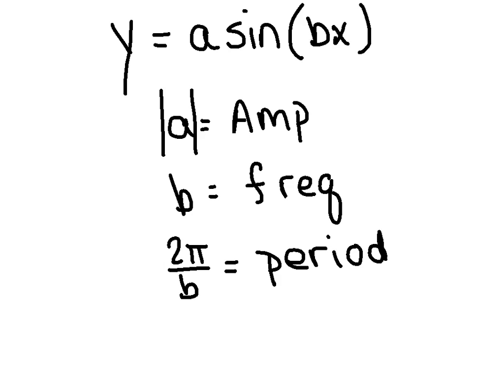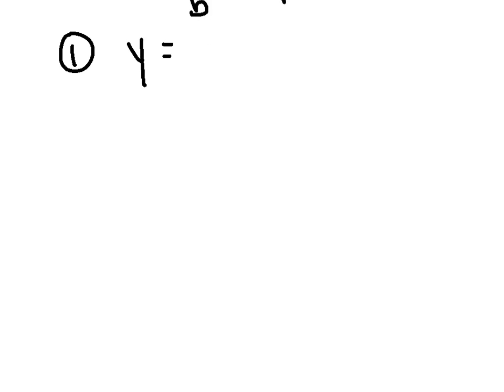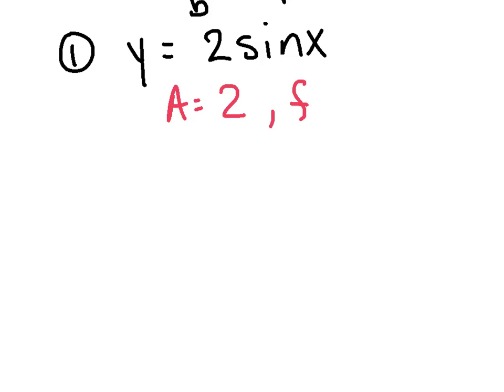So let's go ahead and try to sketch our first one. We're going to start off real simple. Let's do y equals 2 times the sine of x. So the first thing I'm going to say to myself is that the amplitude is 2. That describes the height. The frequency is 1 because of this coefficient right here. And then the period is going to be 2 pi divided by that frequency. So 2 pi divided by 1 is just 2 pi.